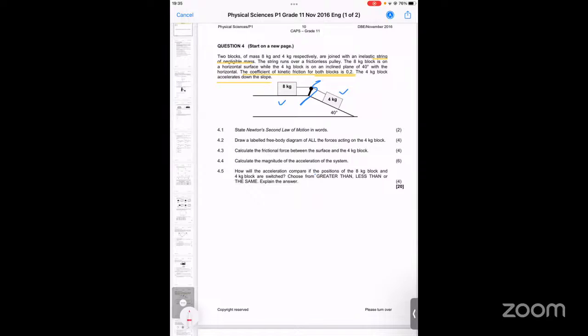Okay, for now, let's try and calculate the frictional force between the surface and the 4 kg block. Yes. You can try to work it out on your side, check if it makes sense, and then let me know what the answer is or how you've worked it out.